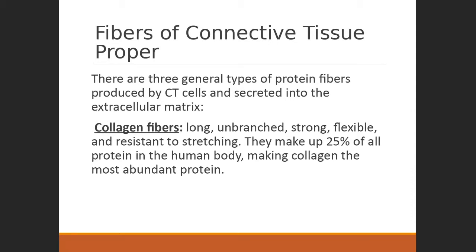The first type is a collagen fiber. Long, unbranched, very strong, rather flexible, however, very resistant to stretching. And if you do manage to stretch it, you're probably damaging the collagen fiber. So when you relieve the force from it, it won't stretch, it won't snap back. It doesn't have any elastic quality. And that's why you see, as collagen fibers break down in structures like the skin, typically the end result is going to be a wrinkling.